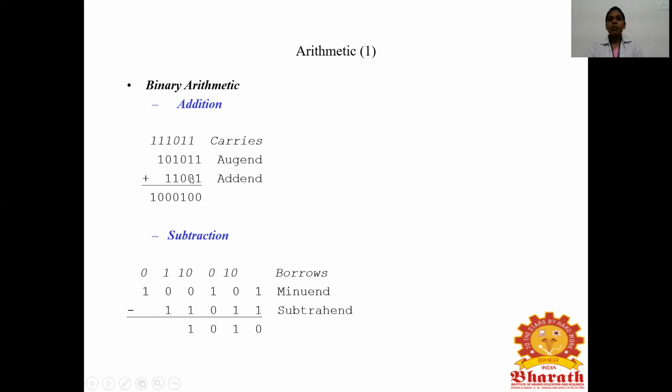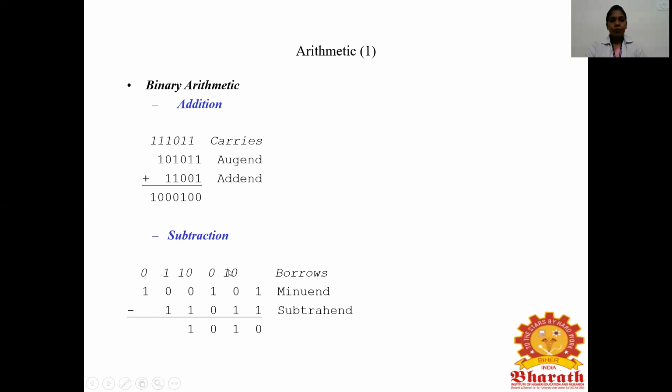So that is again 2, and its binary equivalent is 1 0. So we put 0 here and then 1 here. Now 1 plus 0 plus 0 is nothing but 1. Then 1 plus 1 is 0, carry 1. Again 1 plus 1 is 0, carry 1. 1 plus 1 is 0, carry 1. So in addition, we got the answer 1 0 0 0 1 0 0.